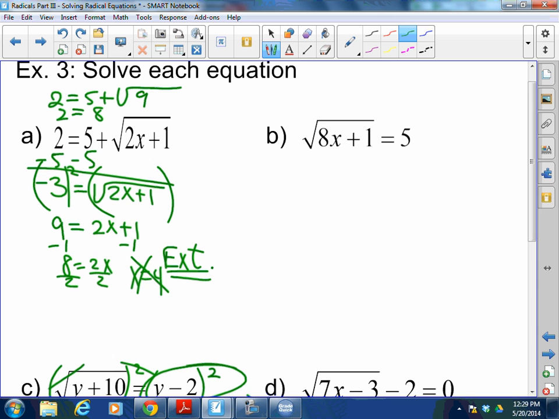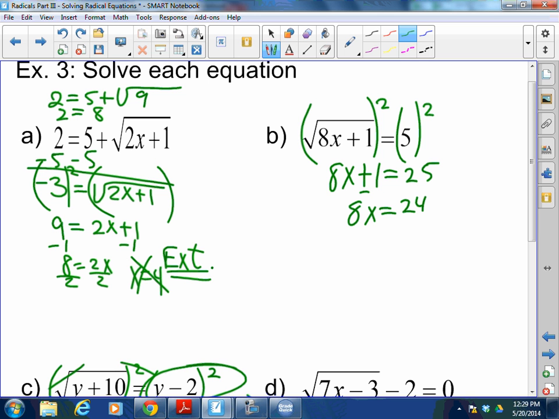And last but not least, square both sides. 8x plus 1 equals 25. 8x equals 24 because I subtracted the 1. Divide by 8. X equals 3. 8 times 3 is 24. 24 plus 1 is 25. Square root of 25 is 5, which equals 5.